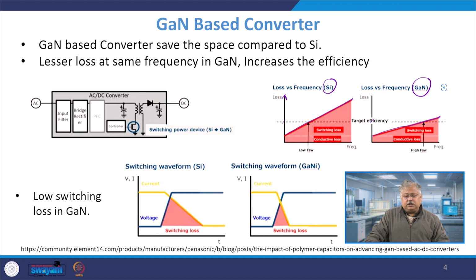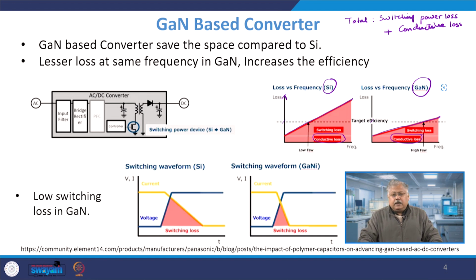Therefore, there are two types of losses which we generally encounter in a GaN-based converter. The first is switching loss, and the second is conductive loss. The conductive loss is because of the IR loss, which you generally see in any of the standard devices, and it's almost the same for both silicon and gallium nitride. However, the switching losses for silicon are much larger as compared to GaN. So the total power loss is the switching power loss plus the conductive loss. Conductive loss is sort of an IR drop loss, and it's relatively almost the same for both silicon and gallium nitride.